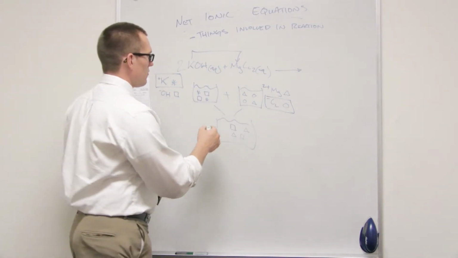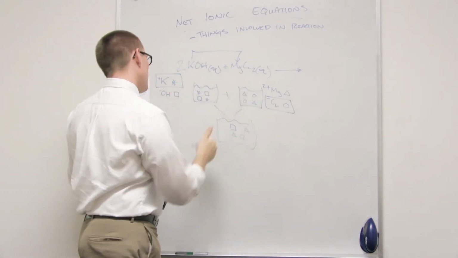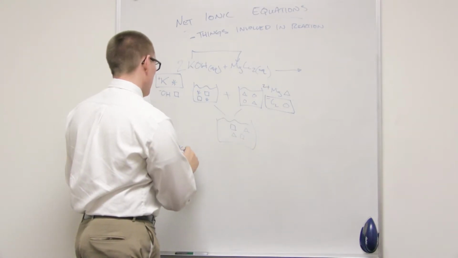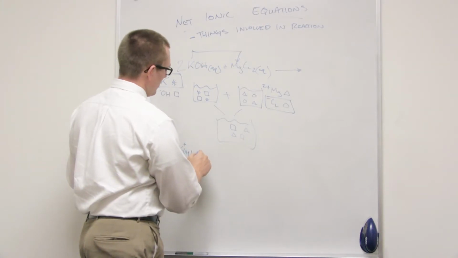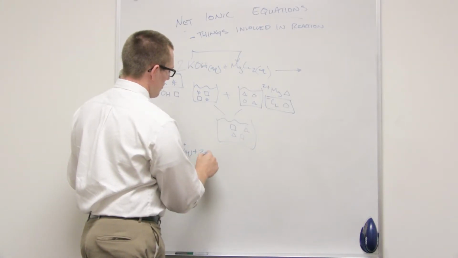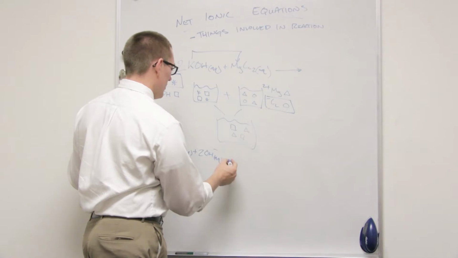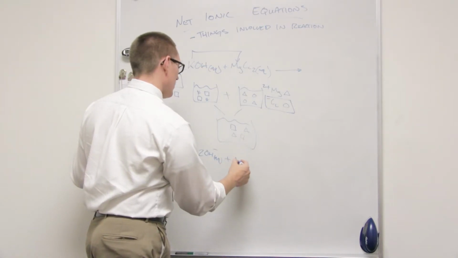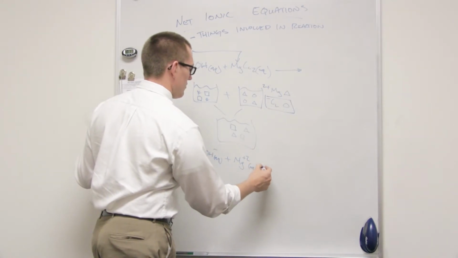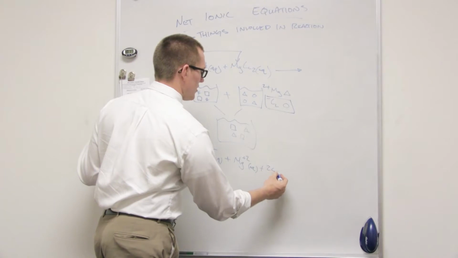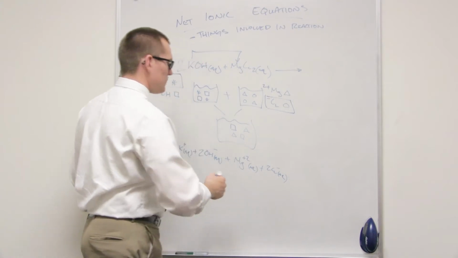And so what we're going to end up saying here, because if we write it out the long way, we would say 2K+ aqueous plus 2OH- aqueous, plus Mg2+ aqueous plus 2Cl- aqueous. He was going over this in class when he would write it out fully like that.